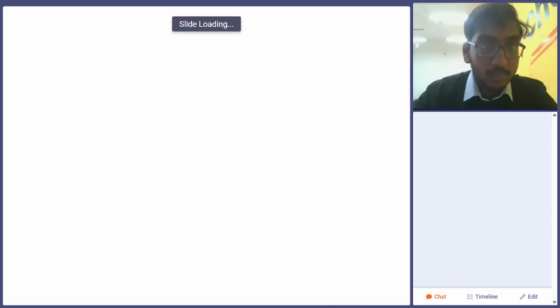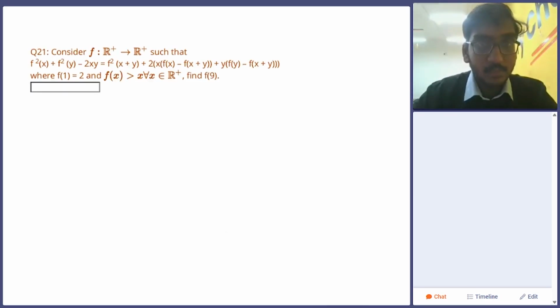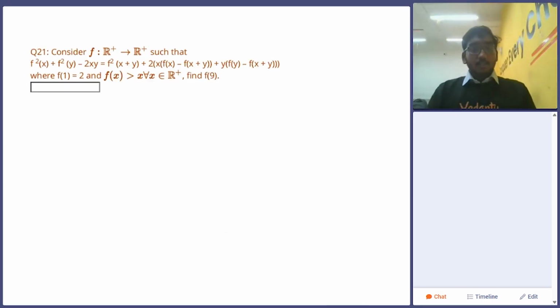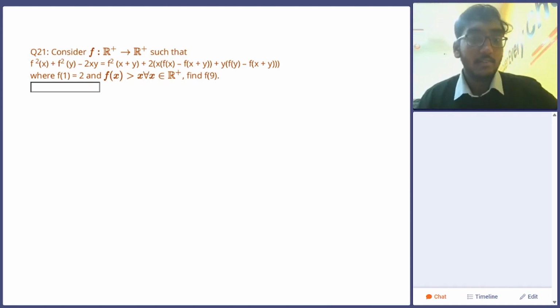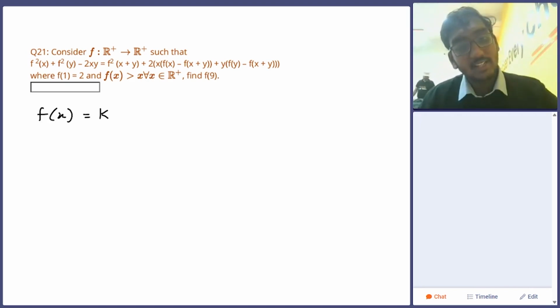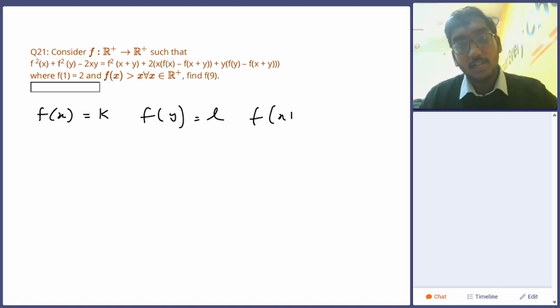Yes, we will move to the next question. Okay. So this question is from functions. They have given some expression in terms of f of x, f of y, right? F of x plus y and all these things. So for convenience, what we will do is we'll just call f of x as k, f of y as L, and f of x plus y as m. Okay. So I will rewrite this expression using k, L, and m.